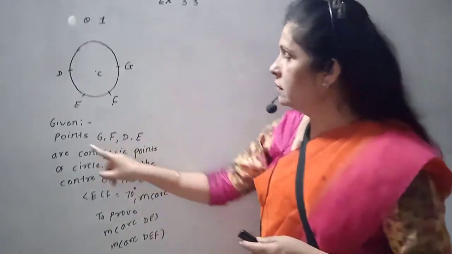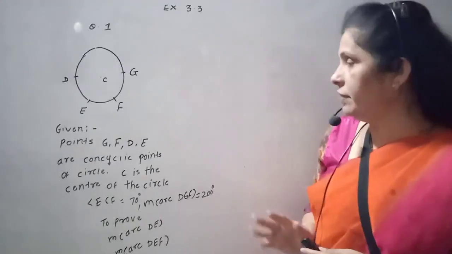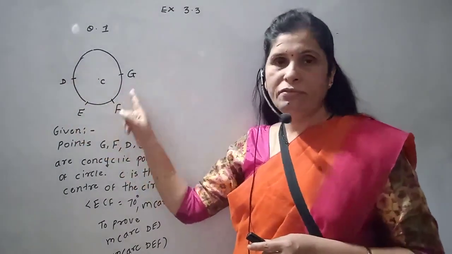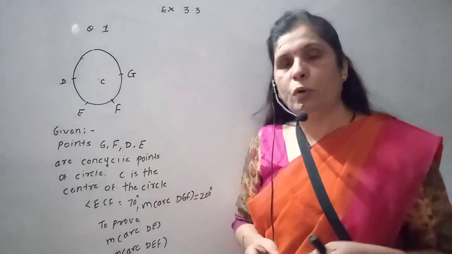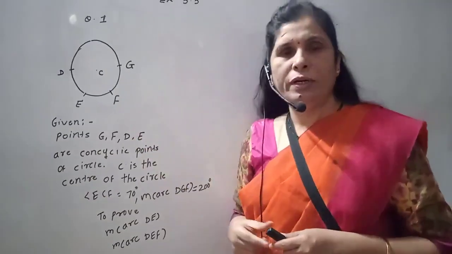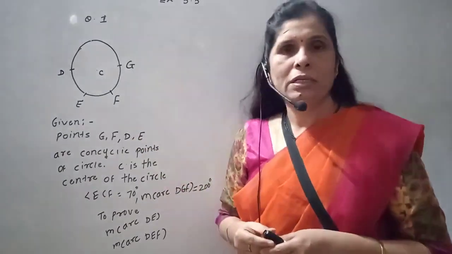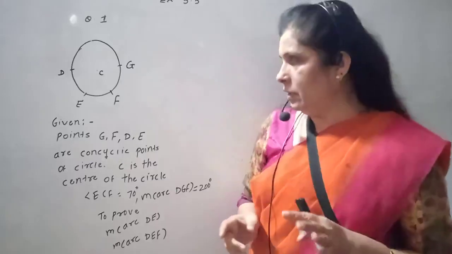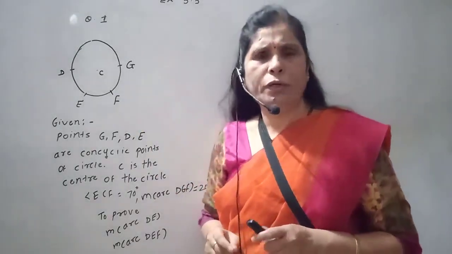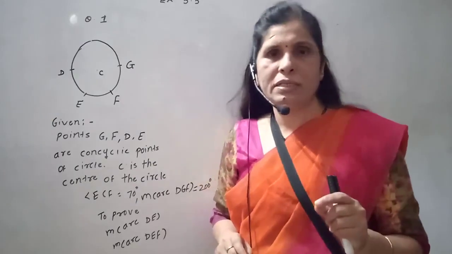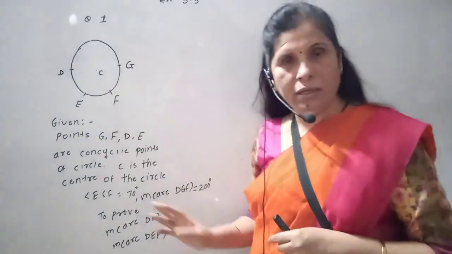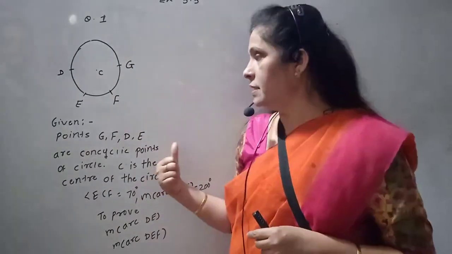Now see here, given is that points G, F, D, E are concyclic points of a circle. D, E, F, G are concyclic points. All the points are present on the circle, or if all the points are joined, then we can form a cyclic quadrilateral. Now just think that D, E, F, G are concyclic points means each point is present on the circumference. C is the center of the circle.